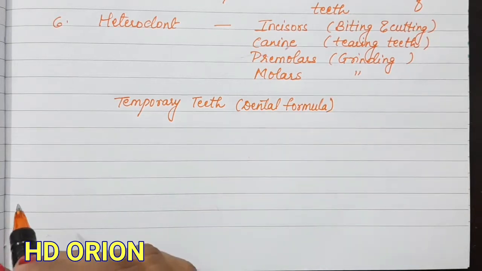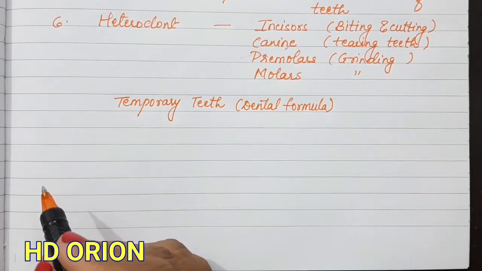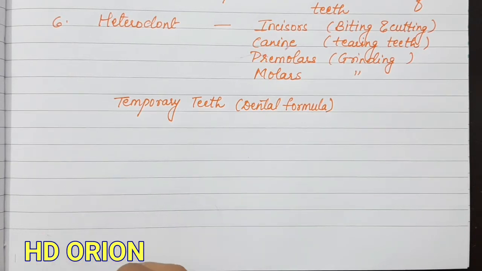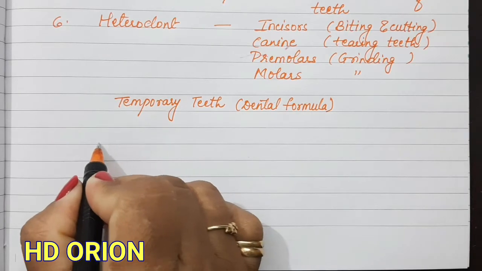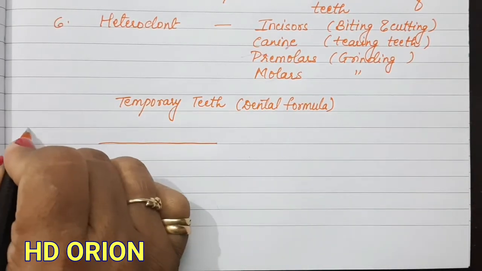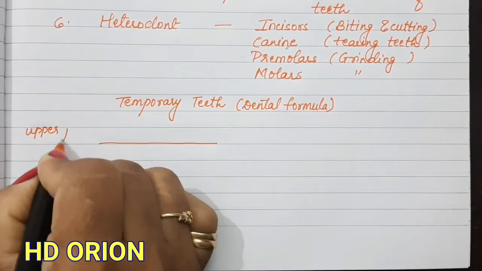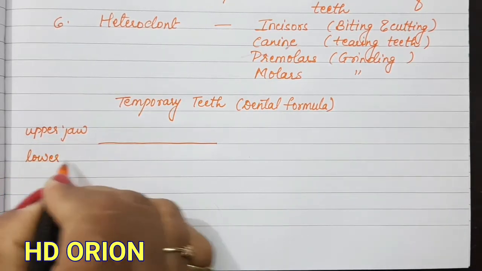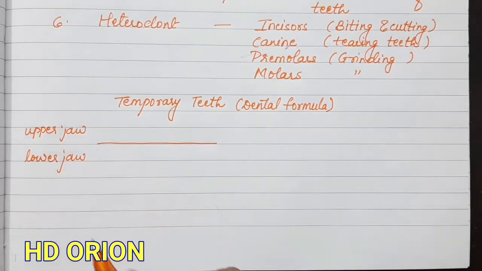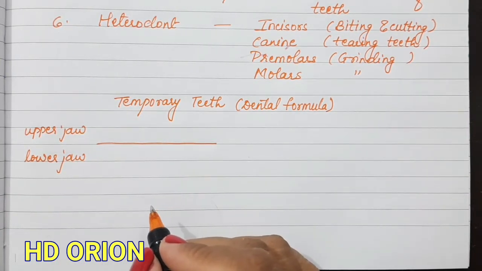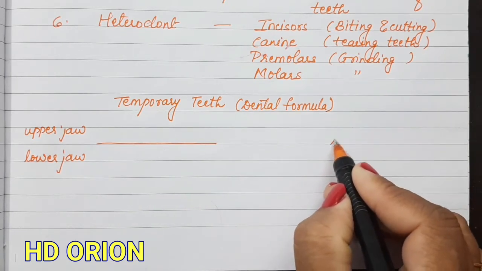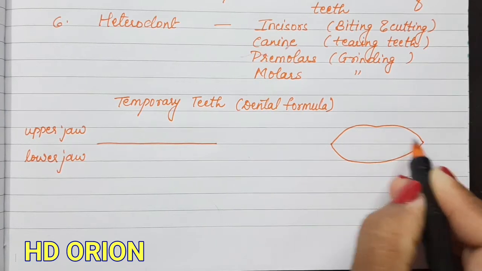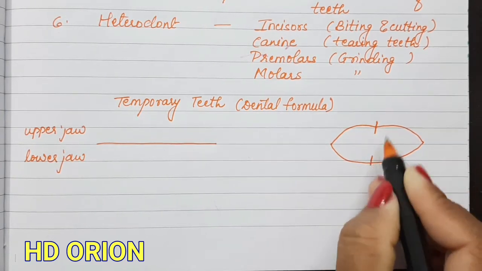So as we know, there are 4 kinds of teeth: incisors, canines, premolars and molars, which are placed in the upper jaw as well as on the lower jaw. So the numerator tells the upper jaw and the denominator the lower jaw. The body has bilateral symmetry, and therefore if this is the buccal cavity where the teeth is arranged, we are going to take just half.